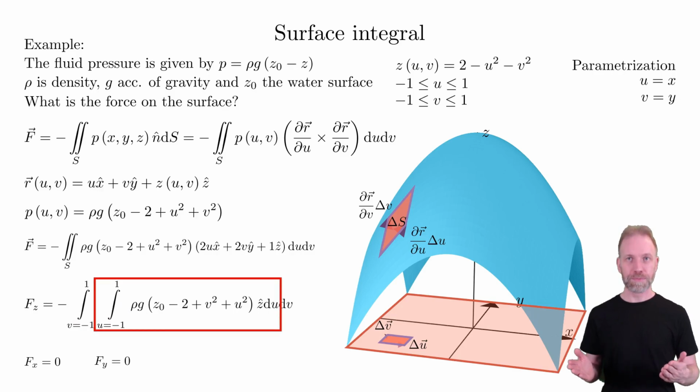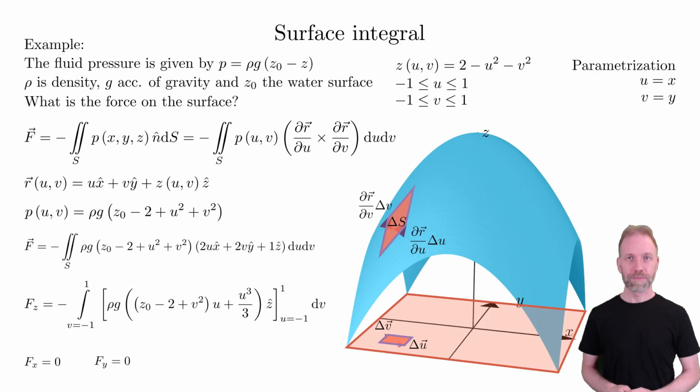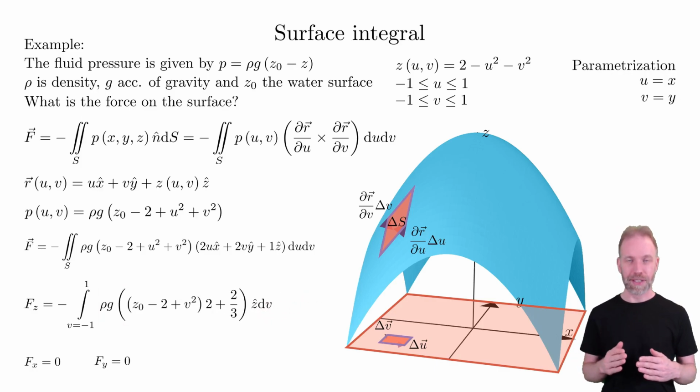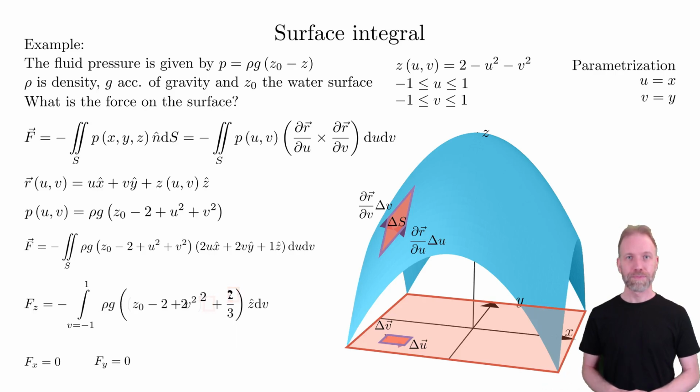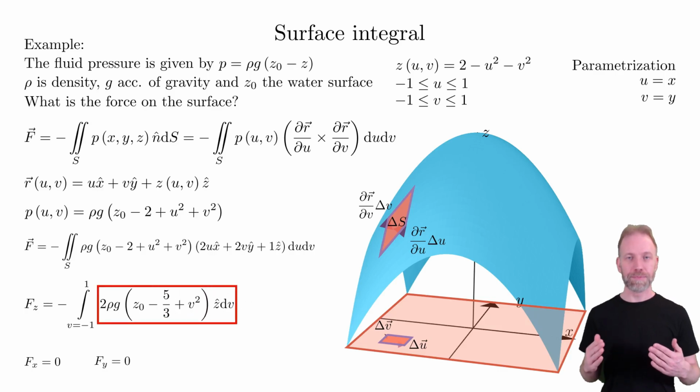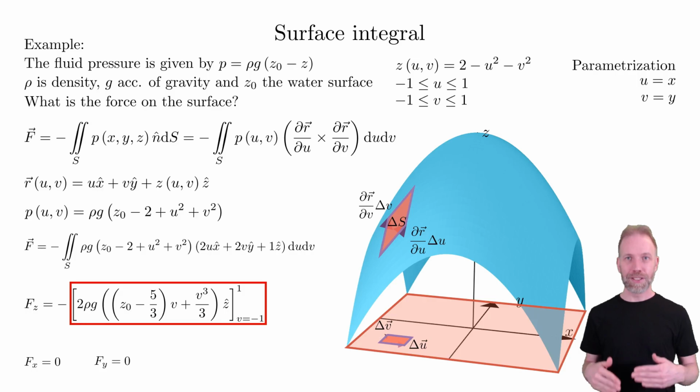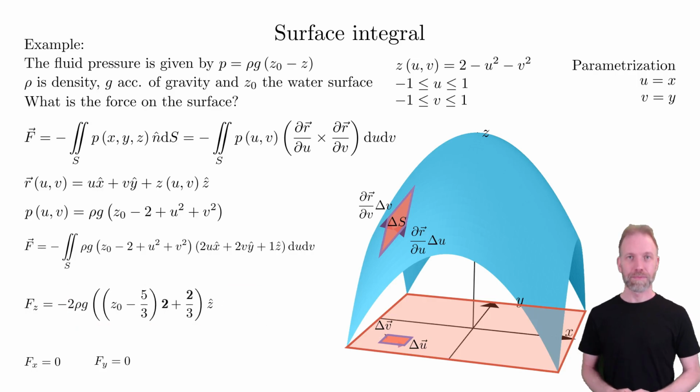Integrate with respect to u. This time we got a symmetric integral, which is 2 times the expression when u is 1. Place 2 in front. And combine these. Integrate with respect to v. Once again, it is symmetric and we can insert the limits. Place 2 in front and simplify.